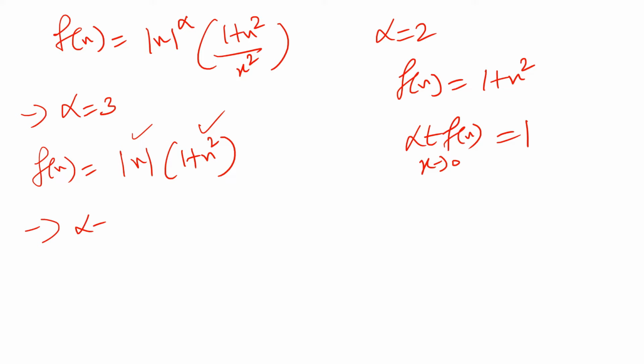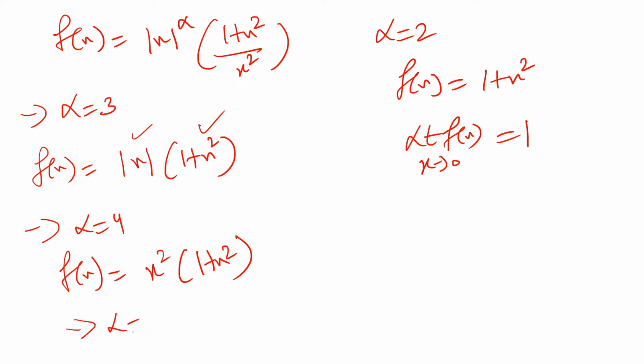So similarly at alpha equal to 4, f(x) becomes mod x to the power 4, which you can write as x to the power 4. So it will become x square into (1 plus x square). It's a polynomial function. So I can definitely say that for alpha equal to 6, 8 and so on, it will directly become a polynomial function. So there are many values of alpha, or I should say infinite values of alpha, for which the function f(x) will become continuous at x equal to 0. Right? You can keep on trying like this.